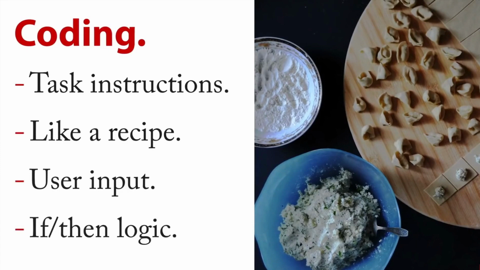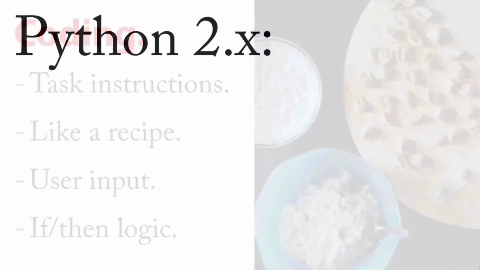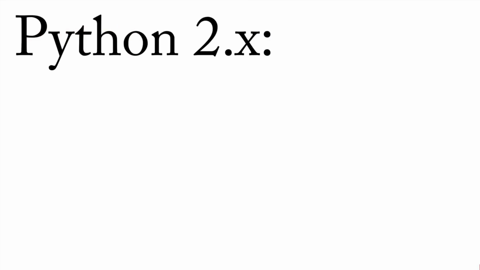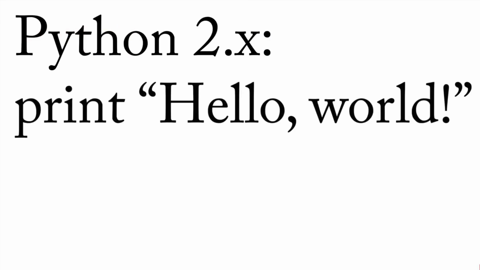To take an extremely simple example, if you're programming in Python version 2, you write print and then in quotes, hello world, and that will put the words hello world on the screen. So you gave it some instructions and it gave you some output. Very simple programming.